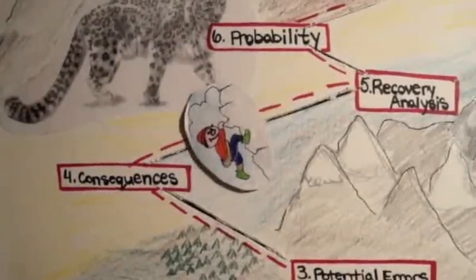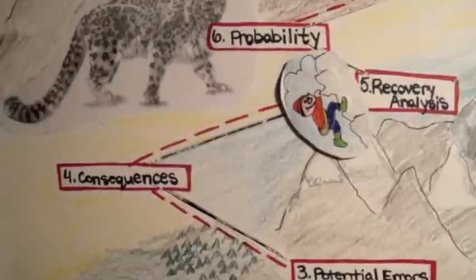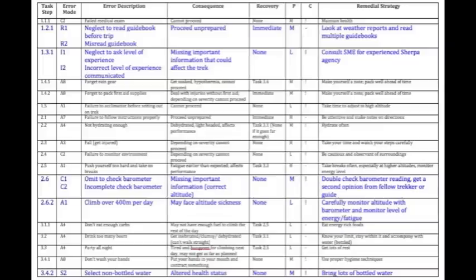Step 5. Analyze potential for recovery. This next step requires the analyst to determine the recovery potential of the error. It is recorded as none, immediate, or recorded later on in the task step. In other words, if there is potential for recovery at a future task step, it is entered here. For example, if the error neglect to ask level of experience occurs, there is no recovery.